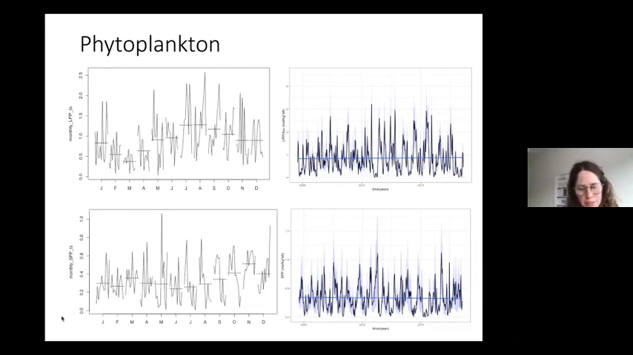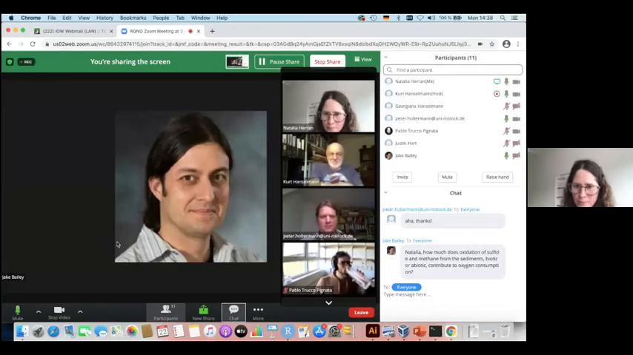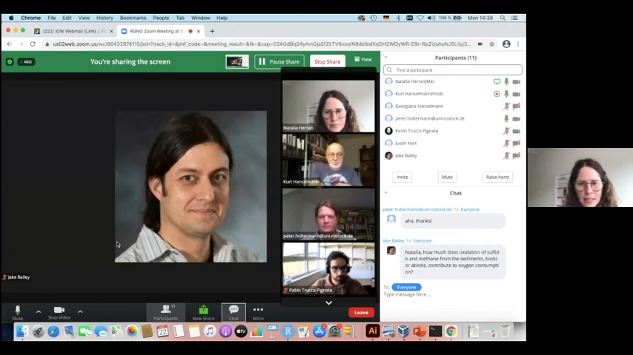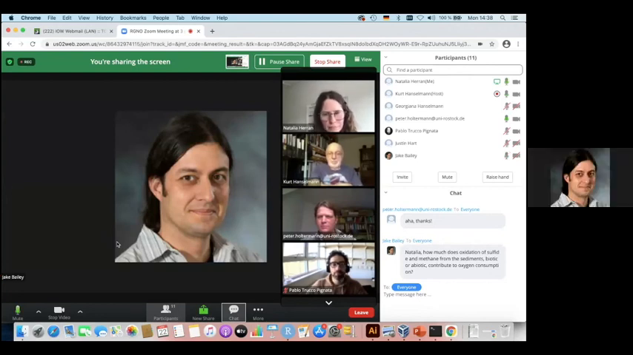I just was going to ask, if it's known, how much do you think the oxidation of sulfide and methane that's fluxing from the sediments contributes to the overall oxygen consumption in the water column? We don't know at the moment, but this is definitely something that we will investigate. Great, thank you.